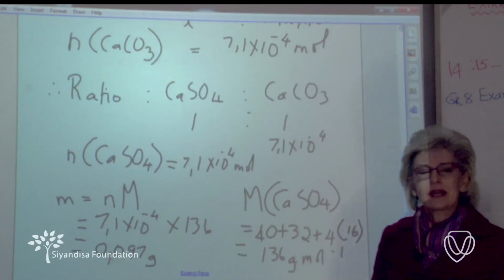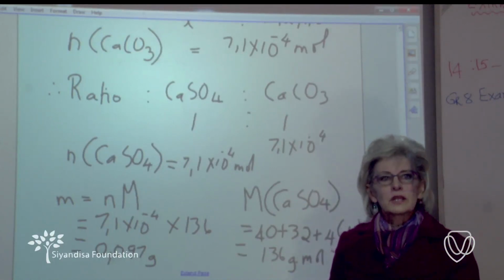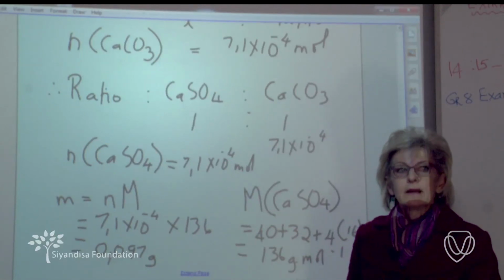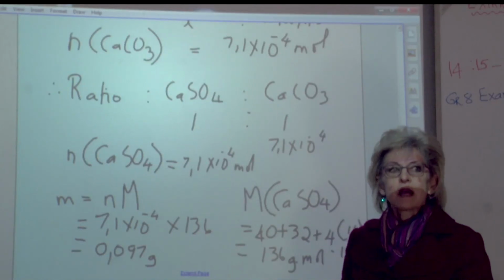Right, this brings us to the end of our revision on stoichiometry. We will be dealing with equilibrium of chemical reactions in our next session.